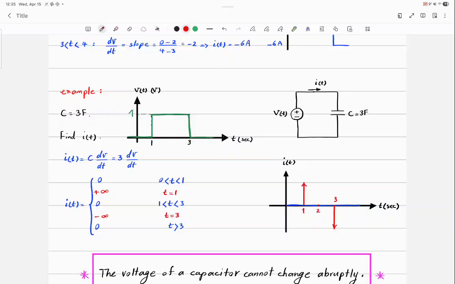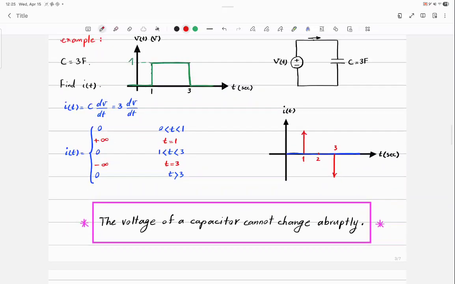So, what does the whole example mean? It means that if the voltage changes abruptly across a capacitor, the current at some point goes to infinity. That would be very good, actually. We could use that for many purposes, okay? But unfortunately, that's not going to happen. Yeah, it's impossible.